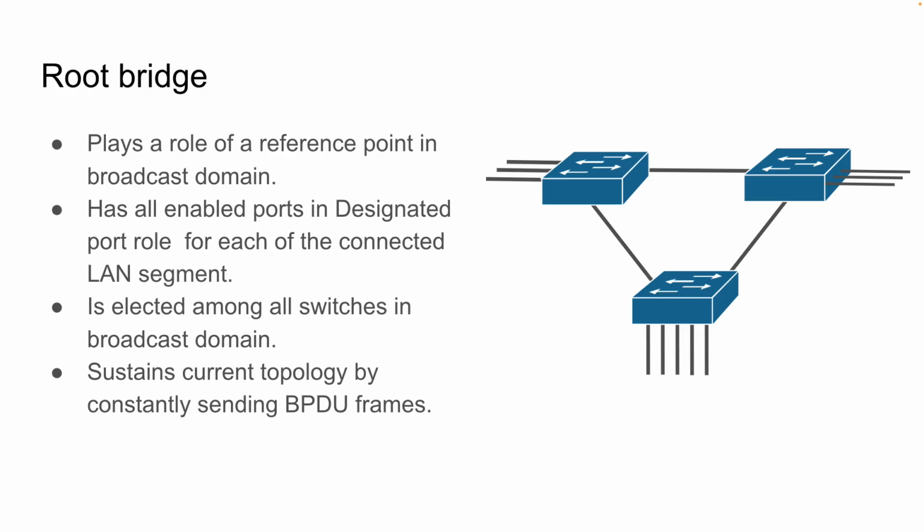Basically, each switch considers itself a root bridge at the start of elections, or as soon as the switch or switches are powered on. And when the root bridge is elected, the root bridge sustains current topology by constantly sending out the so-called BPDU frames, Bridge Protocol Data Unit frames, or frames of spanning tree protocol.